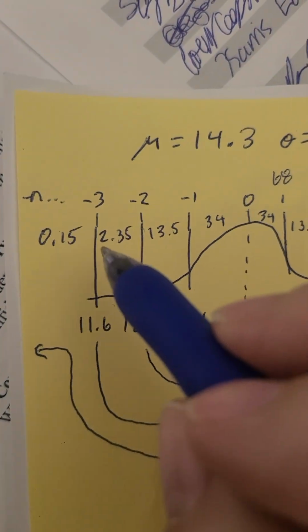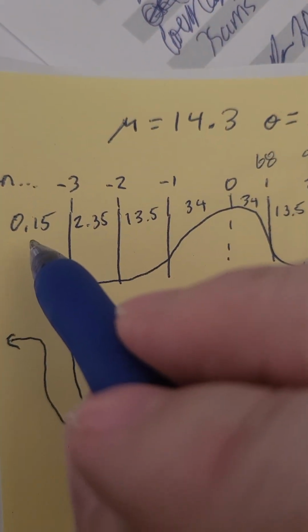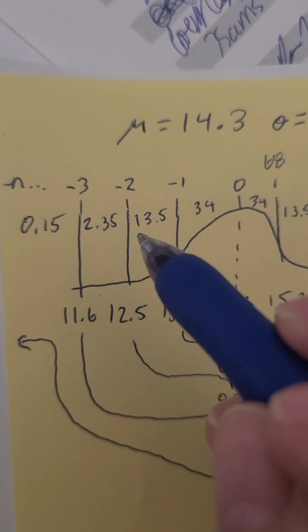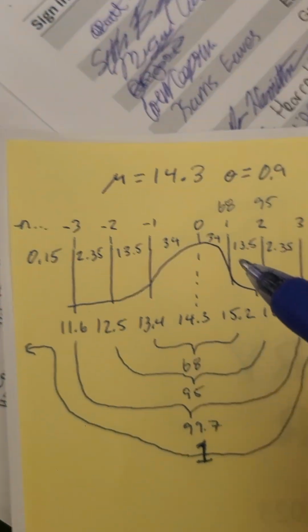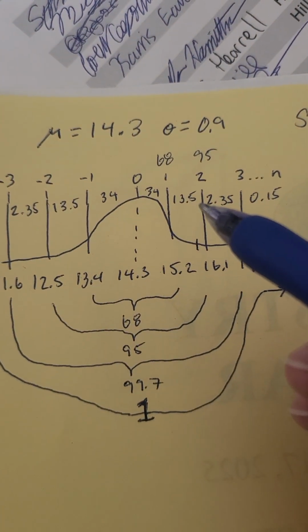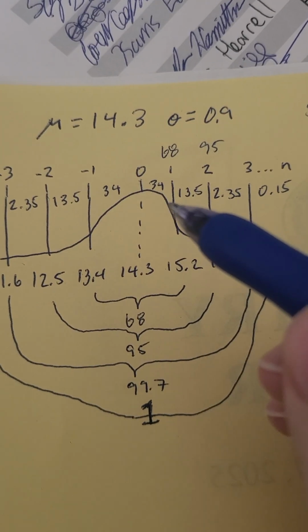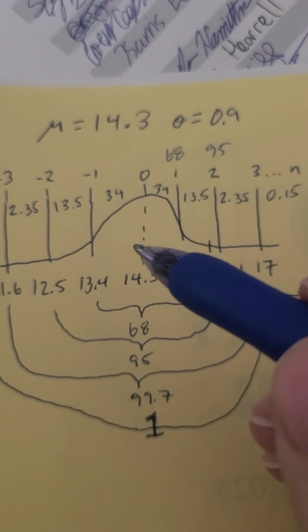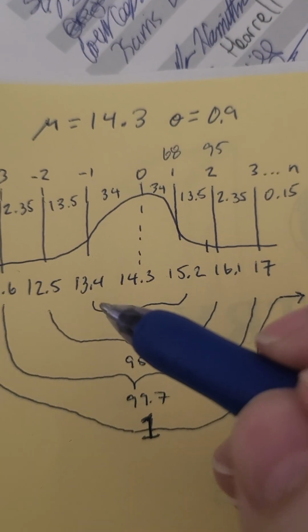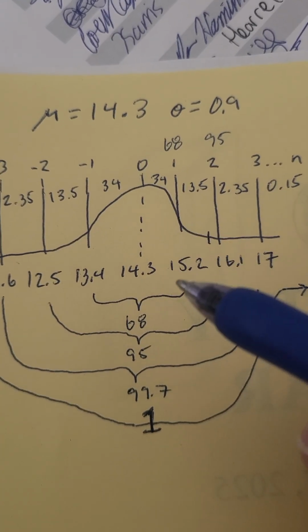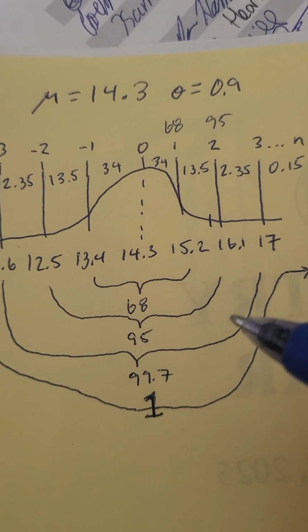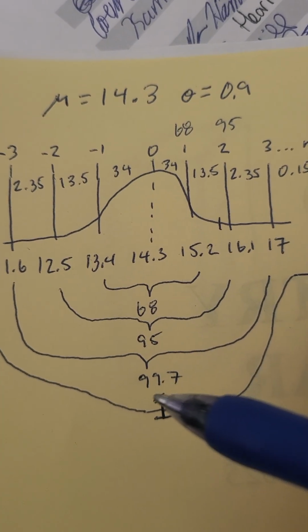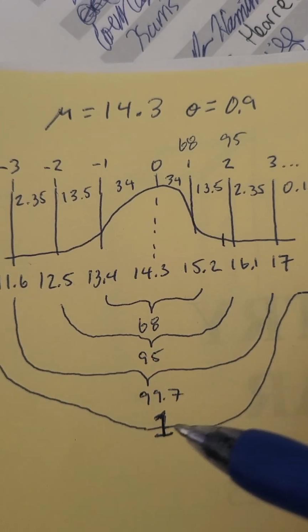So we have to add up all of these. We add up 0.15, 2.35, 13.5, 34, 34, and close to 13.5. When we add all of those up, remember that the 68% includes both sides. The 95% includes both sides. The 99 includes both sides. And then how do we get 1?